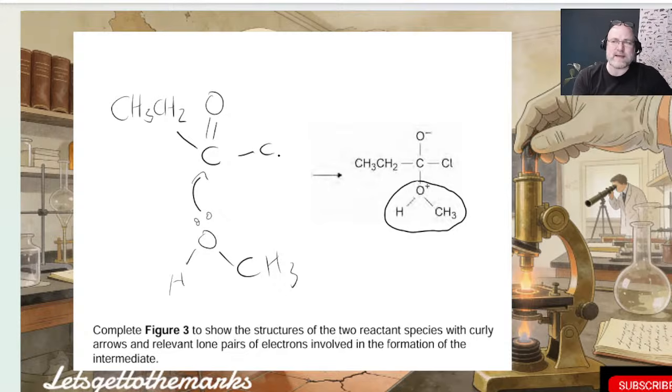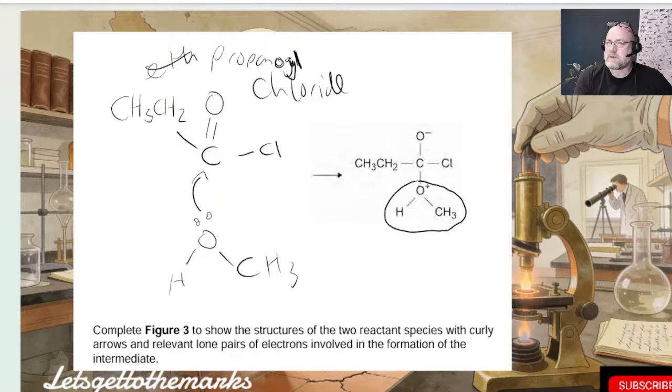Everyone get that? So we had this acyl chloride, which is what? Ethanoyl chloride. No, it's not. It's propanoyl chloride. Oh gosh, it's getting late. I'm going to have to shoot in a second. So we've got propanoyl chloride, and then this is attacking that there. So you've got methanol. Yeah, nucleophilic addition elimination.